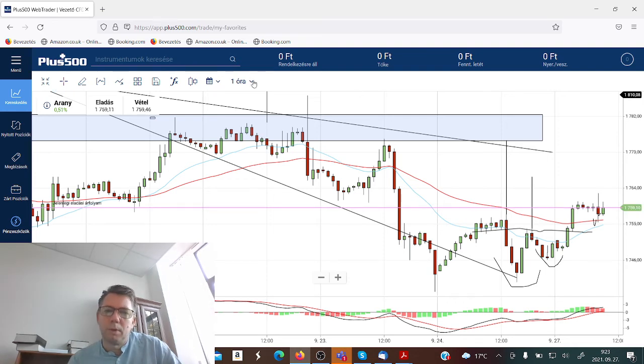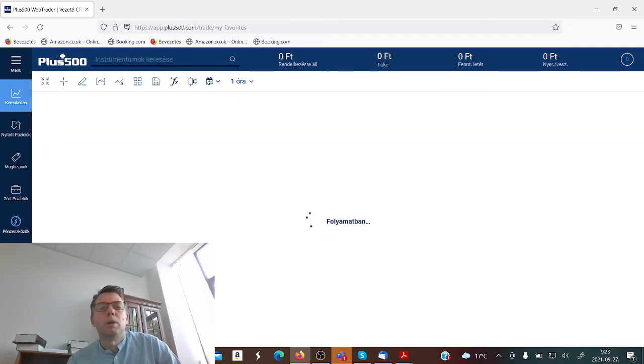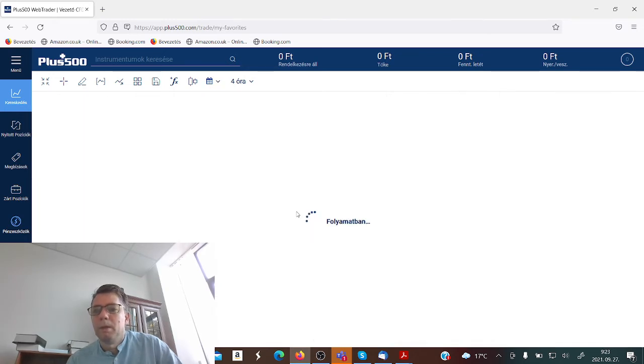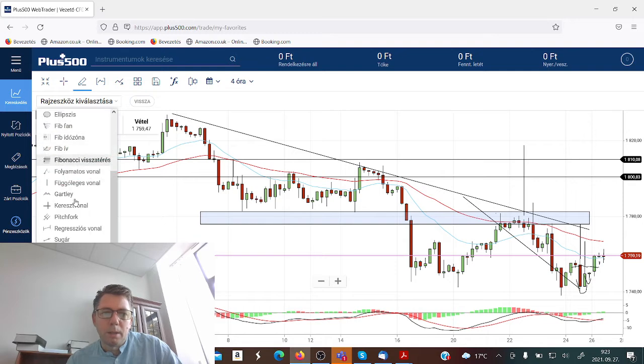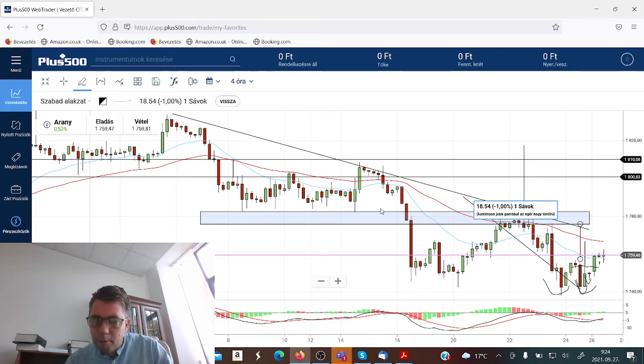Let's go to the 4-hour chart. Maybe we can see the other one better here. 4-hour chart frame. Yeah, here we go. That's the 4-hour chart on gold. Here is another W, double bottom, W pattern, and let me show you. Here we go. This is one, and here's the other one.